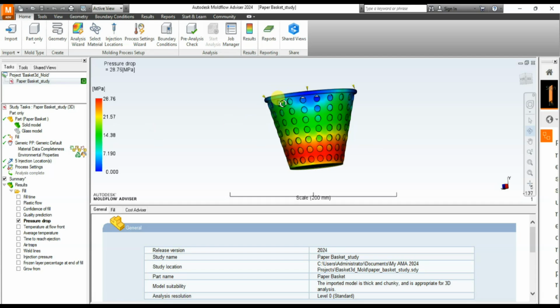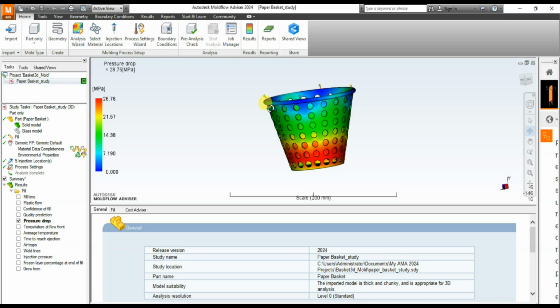Now what you should note here is that the pressure drop result uses a range of colors to indicate the region of highest pressure drop through the region of lowest pressure drop. We should also note that the result indicates how much pressure is necessary to fill the different areas of the part. This is very integral, and you should take note of that.